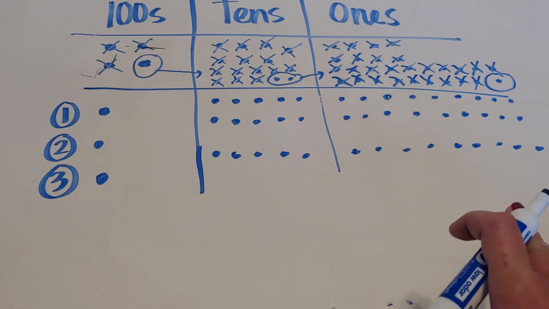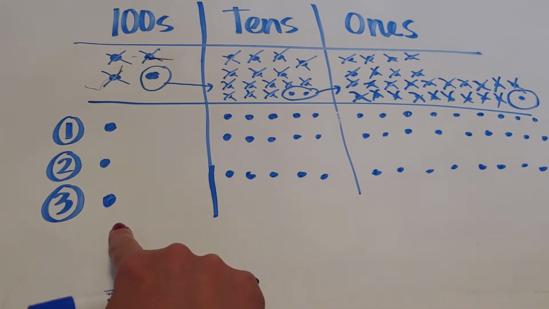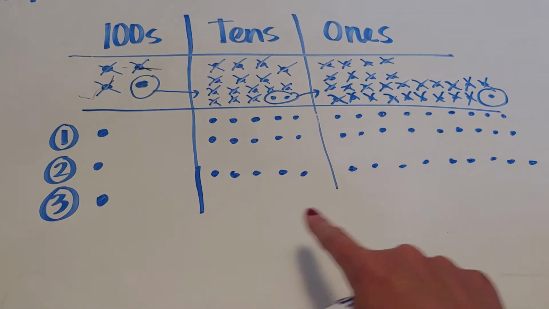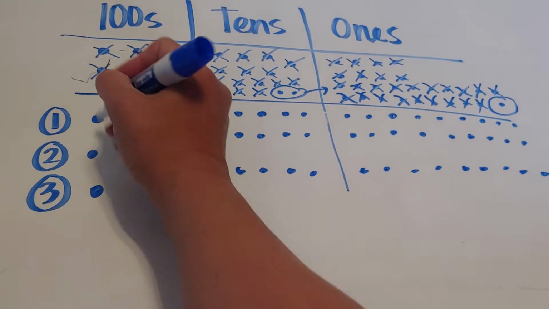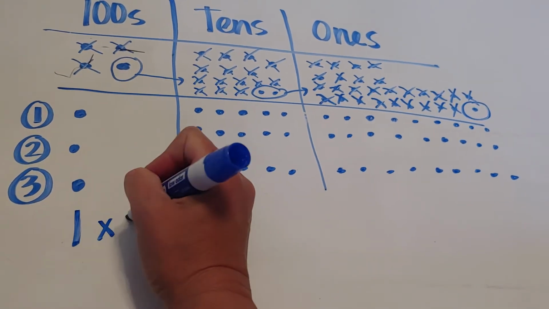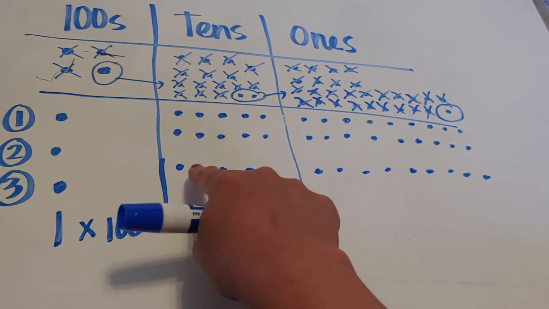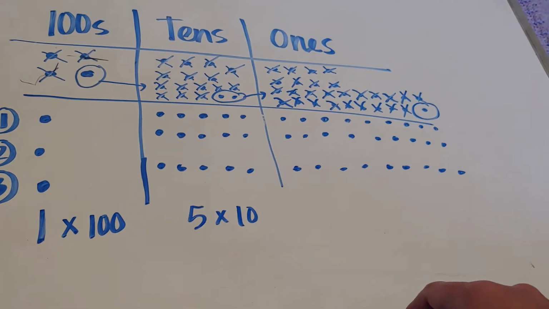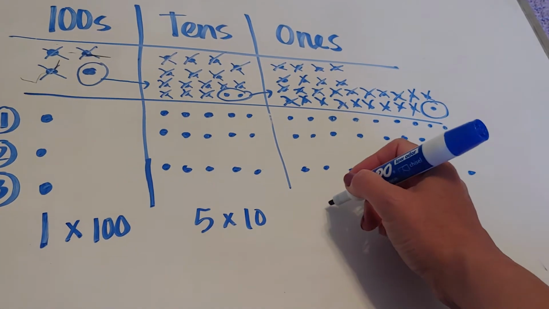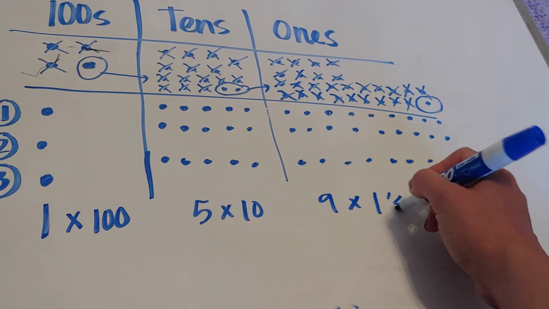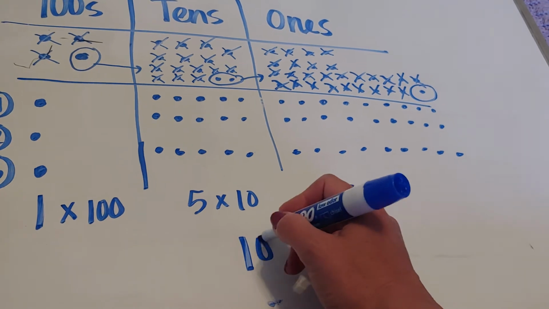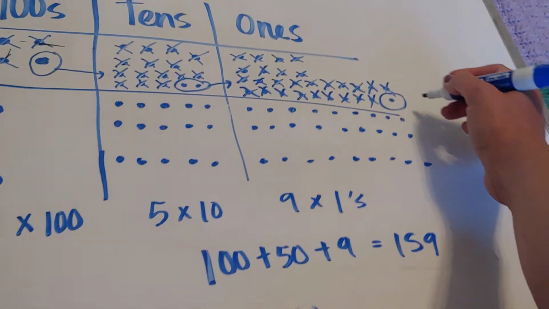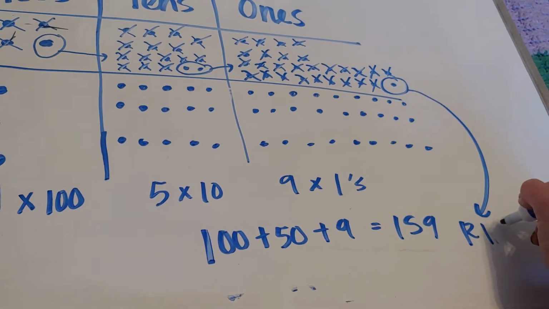All right, so here's our answer. So this is the confusing part because it looks like our answer is 3, 15, and then whatever the heck this is, which I think is 9. No, what we're saying is that everybody got 1. So there's 1 hundred. There's 1, 2, 3, 4, 5 tens. Each person got 5 tens. And each person here got 9 ones. So my answer is 159, and I have a remainder of 1.